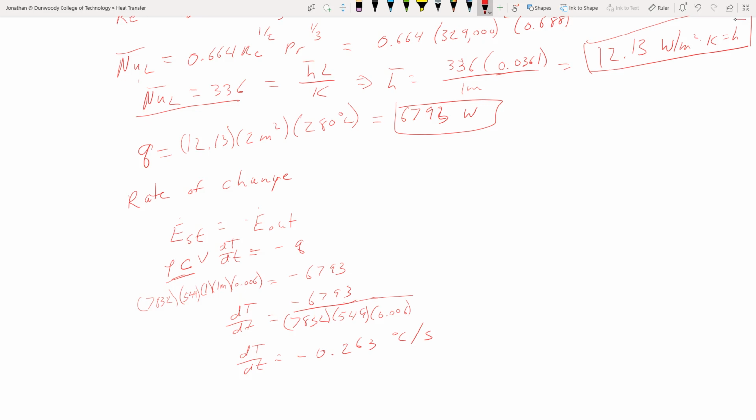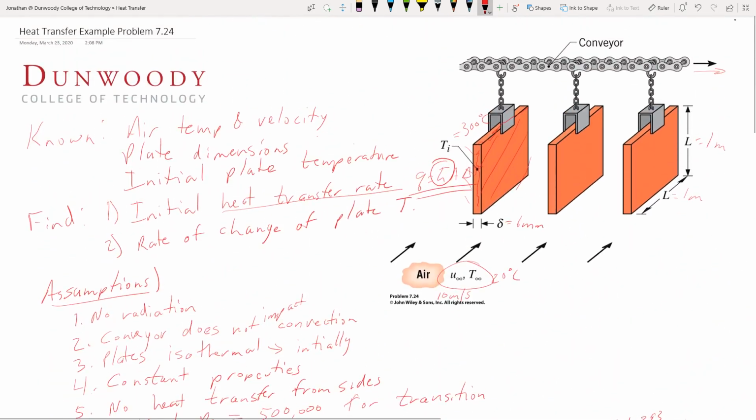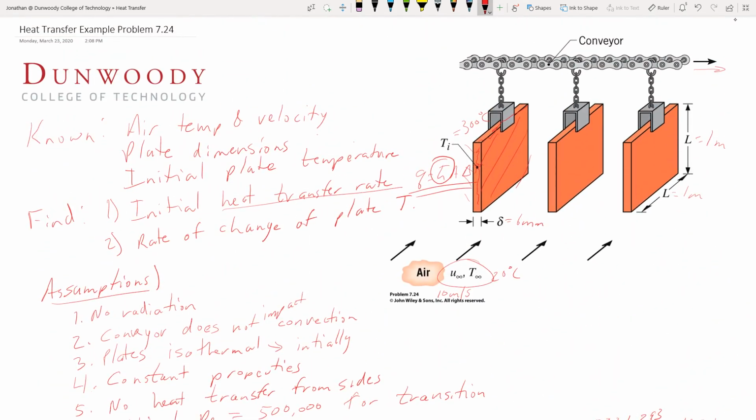So right initially we're losing about 1/4 of a degree C per second due to this cooling. So not super fast, kind of what you'd expect for airflow over a plate. 10 meters per second is moving a little bit. It's not super fast, but there's a lot of thermal energy stored in that large plate.